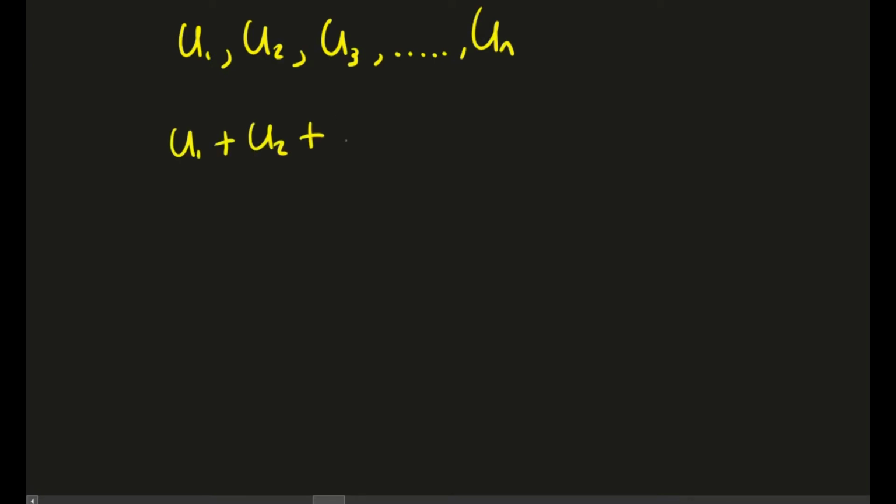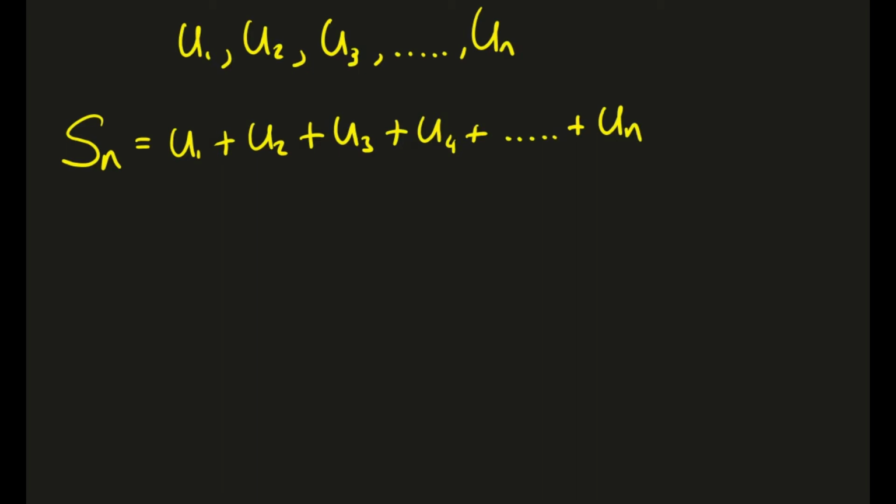So a series is just when we add up the numbers in a sequence. So if a sequence was U1, U2, U3, up to Un, then the corresponding series would be U1 plus U2 plus U3 plus U4, and so on up to some Un. And perhaps the notation we'd use, at least to start with, we'd call it Sn, the sum of n terms. And we can get some quite interesting mathematics and some quite interesting results from this.